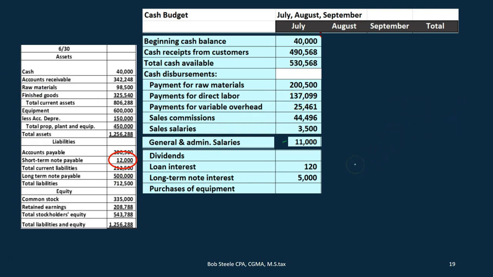Purchase of equipment. We don't have anything in July that we're estimating, but that's another thing that we'd have to think about. Are we purchasing equipment for cash, the cash portion of the purchase of equipment? Anything that we financed, of course, wouldn't be on the cash budget.